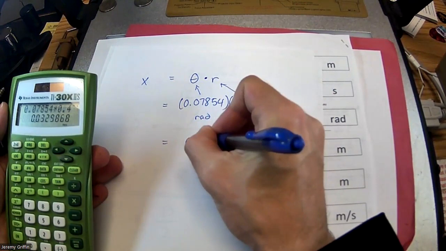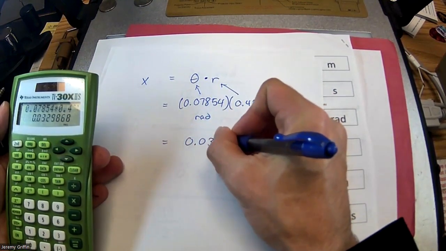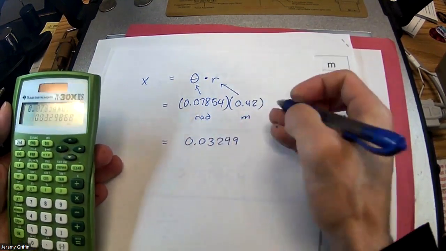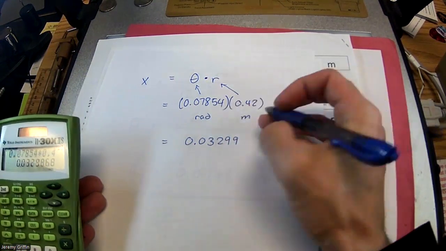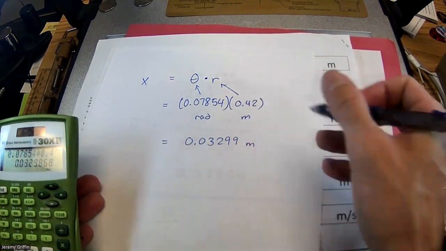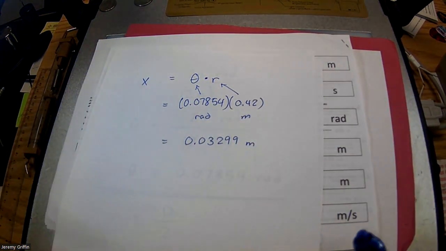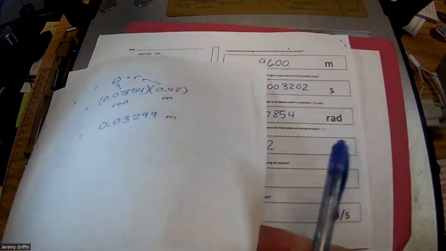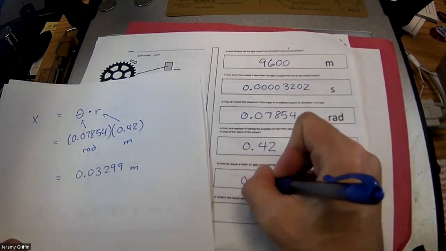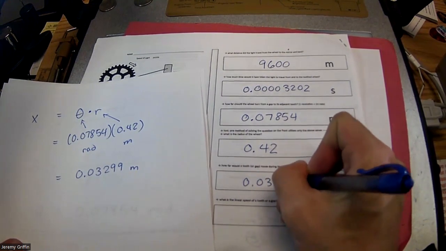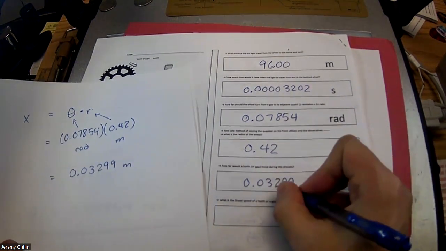Okay, and this will tell me 0.0329. Right. Well, it's really radians per meter. You can think of it like that. So it's still meters. It's still a unit of meters. Okay. So here, 0.0329 meters. Okay. So meters.